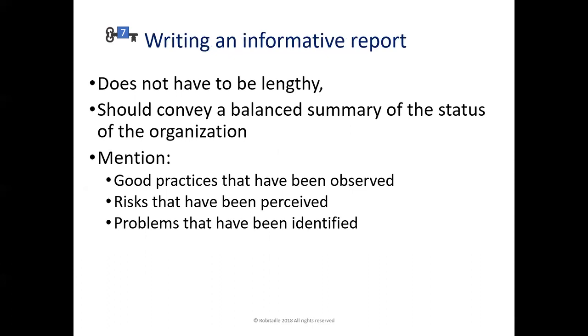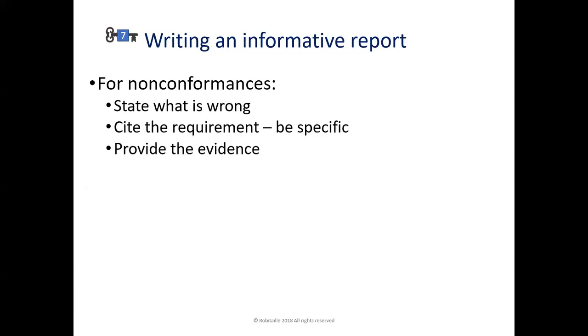And then finally, we have that which most people are accustomed to seeing, which is the problems. These are the problems that were identified. These are the things that require either correction or corrective action. So that is the high level on writing that report. The other thing to remember is when you write up the nonconformance, you've got to make sure that it's written in language that allows the people who need to take action on it to understand clearly what the problem is.